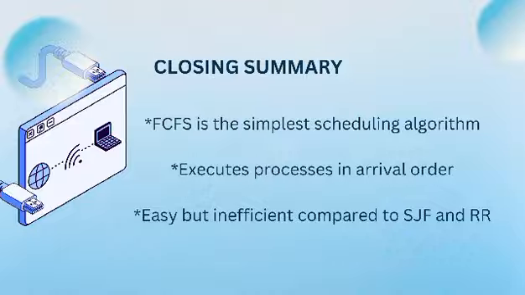To summarize, FCFS is the simplest CPU scheduling algorithm. It executes processes in the order they arrive. While it is easy to understand and implement, it is less efficient compared to other algorithms like shortest job first and round robin.